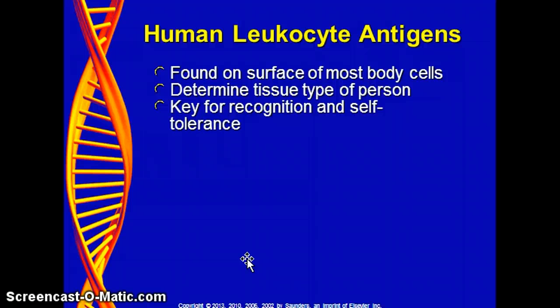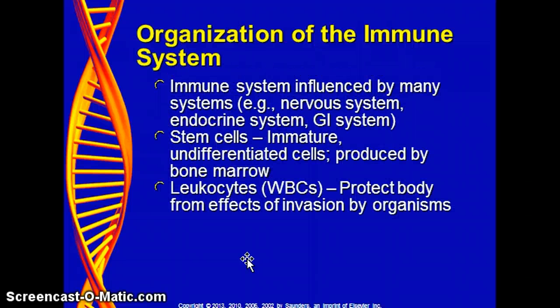So the thing that we need to discuss a little bit more in class is what causes our immune system to change. So what are the factors that make our immune system not as functional as it should be, that puts these people at risk? So the organization of the immune system is influenced by many different body systems.